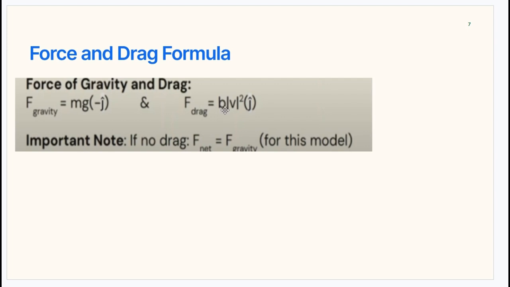B is like the surface area. It's like the cross sectional area of the object thrown. Basically, it's the drag coefficient. If there's no drag, then F net equals F gravity, as said before.